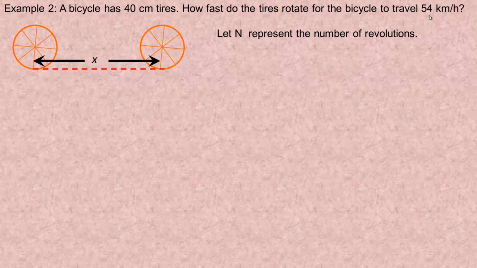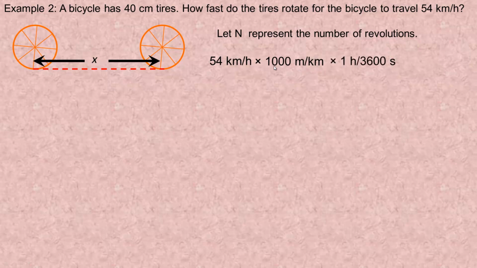It's kilometers per hour right now. So in order to convert 54 kilometers per hour into meters per second, we've got our 54 kilometers per hour. So let's do the kilometers first. There's 1,000 meters in 1 kilometer. So that converts the kilometers to meters.